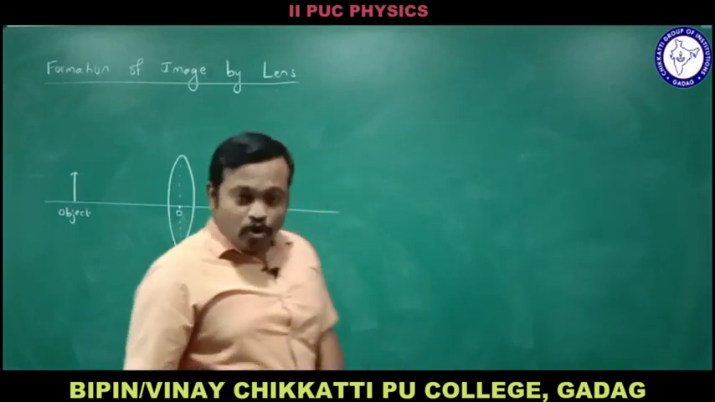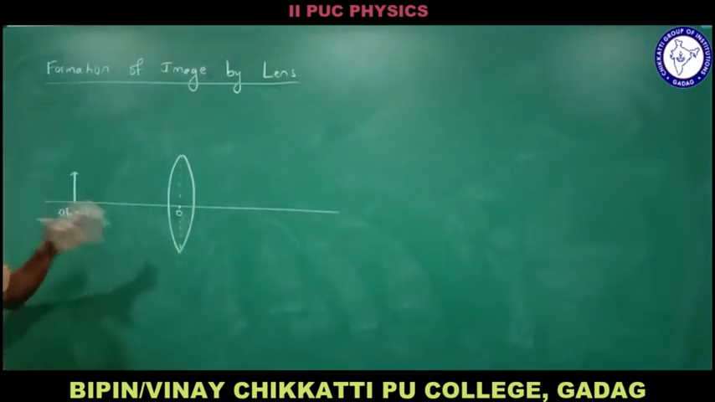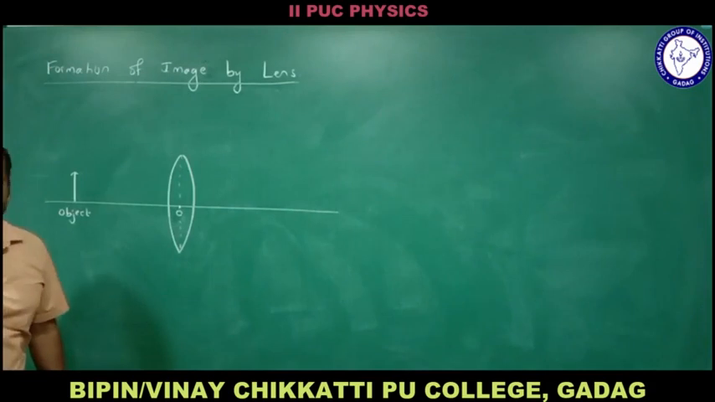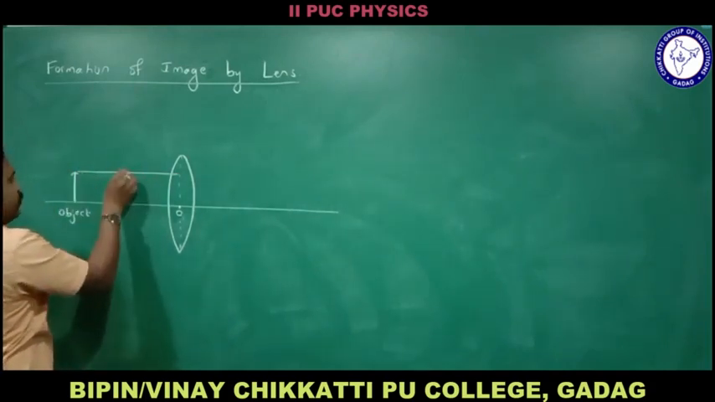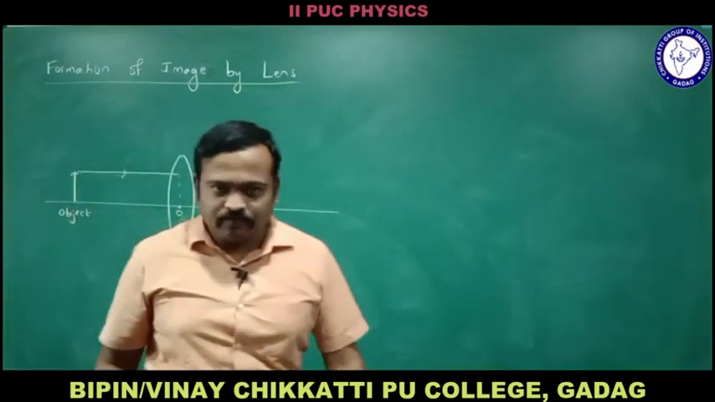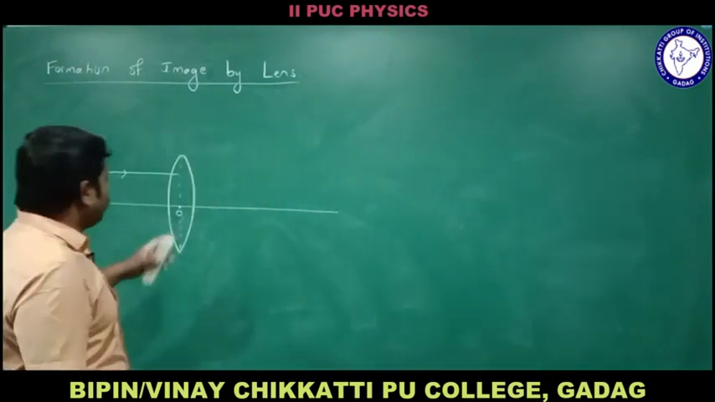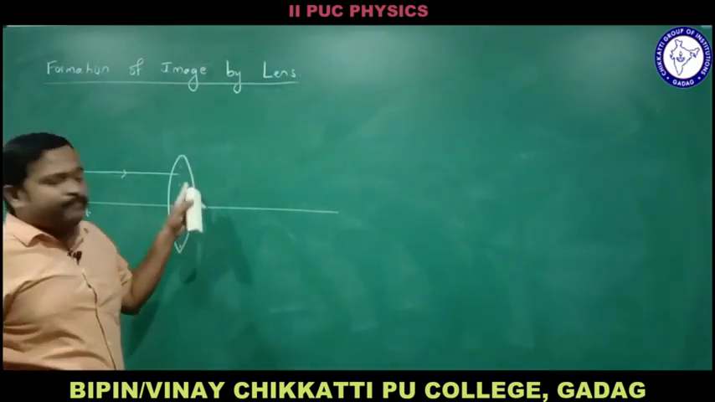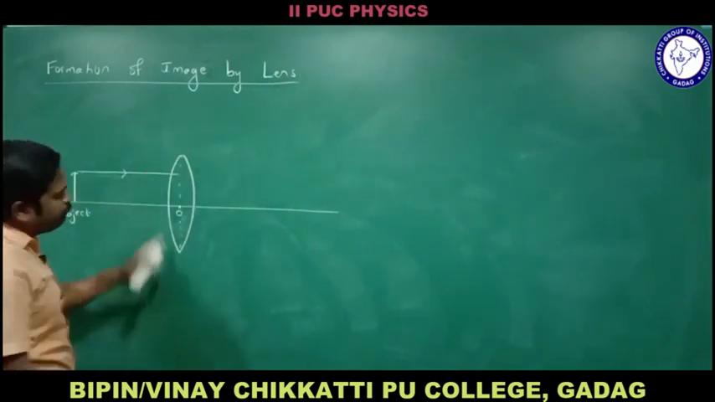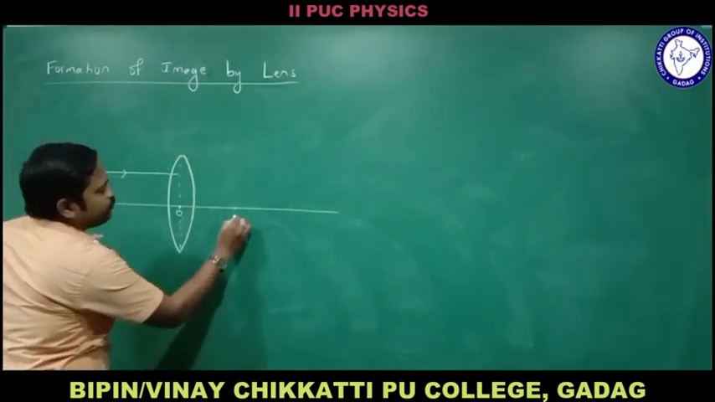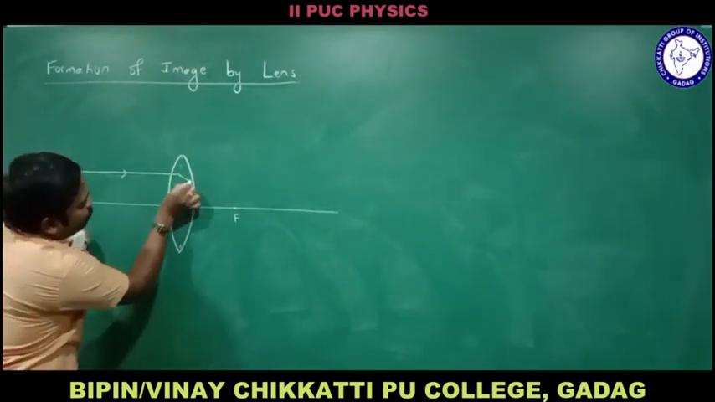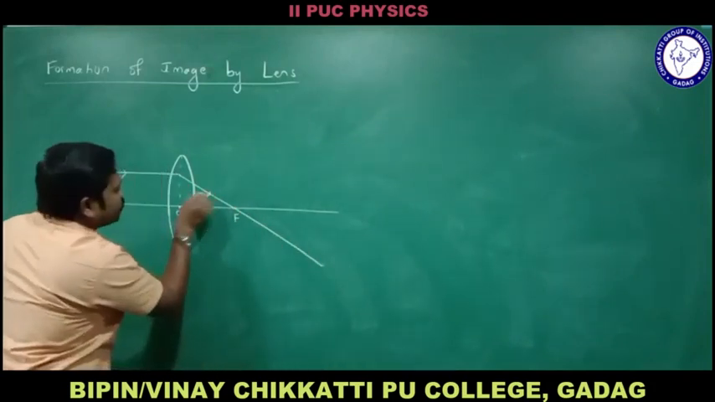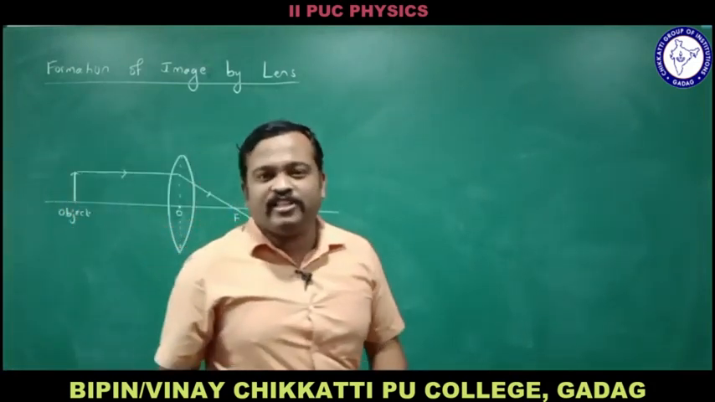Again, there are rules to find how the image is formed by the lens. We all know that if a ray is parallel to the principal axis, I will be taking the first ray parallel to the principal axis. Where does the ray go? After refraction, the ray passes through the principal focus. If it is a convex lens, we know where the principal focus is, here. It passes through the principal focus. How is the image formed by the lens?